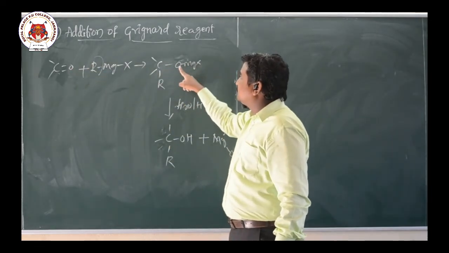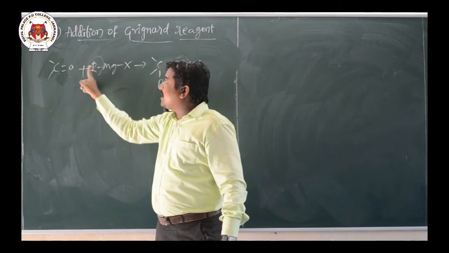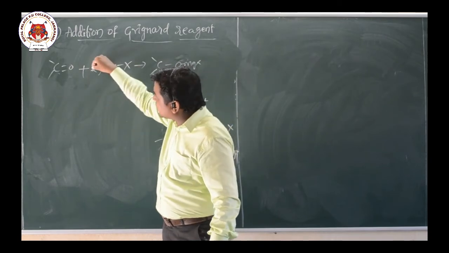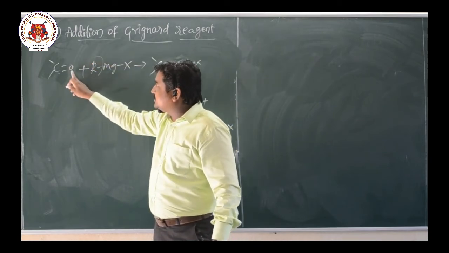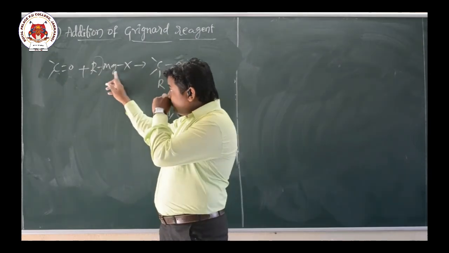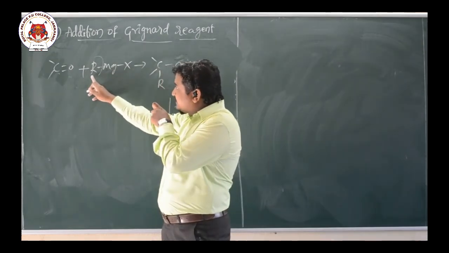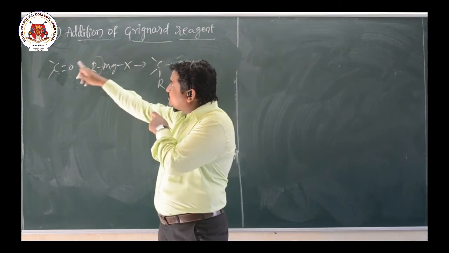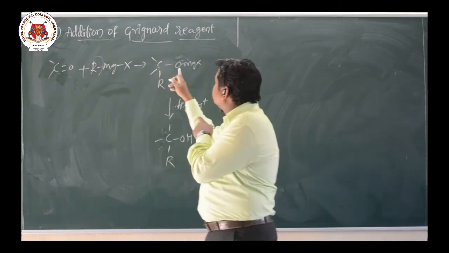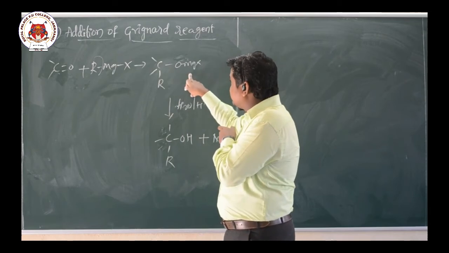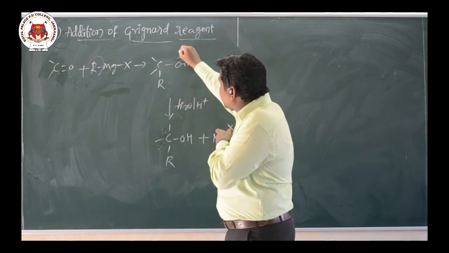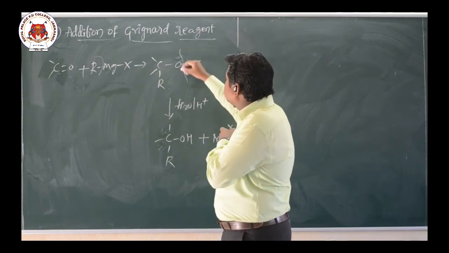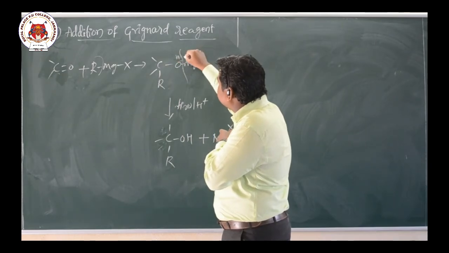Because after the R group attacks the carbon, the oxygen takes the minus charge, and R is the minus part while MgX is the plus part, hence the plus part adds to this oxygen. So this is the intermediate product. After this it undergoes hydrolysis, with H on this side and OH on the other.